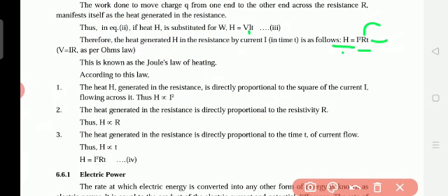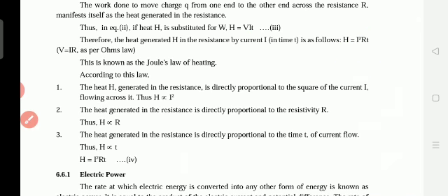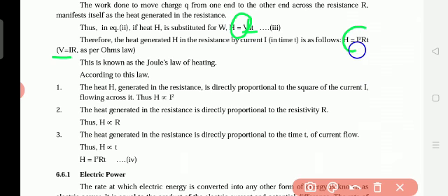So how is the heat generated? When the current flows in the resistance in a time T, heat is generated. So, according to Ohm's law, in the place of V, V is equal to I R as per Ohm's law. So that is why in the place of V, we write I R. Understand? So H is equal to V I T.